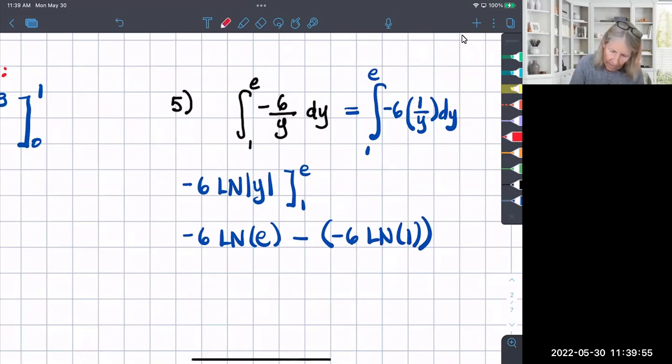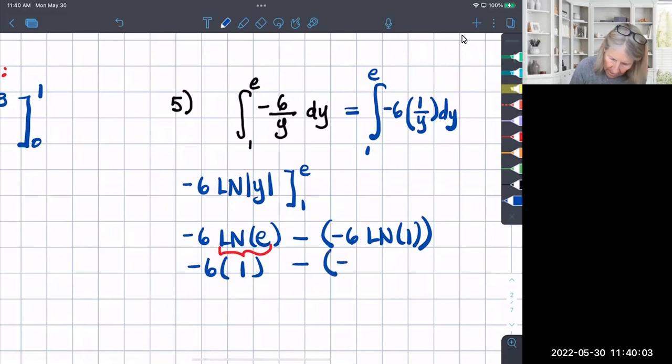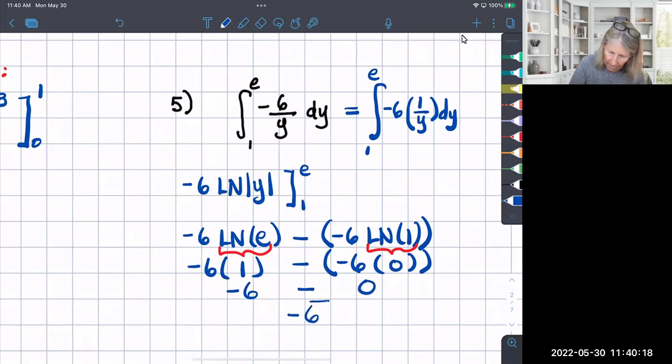Okay, so let's see. The natural log of e. Well, the natural log and e are inverses. So that just becomes 1 times -6, minus -6 times the natural log of 1, and the natural log of 1, any log of 1, is 0. So we get -6 minus 0, -6, is our value of that integral. And there's my work to get it.